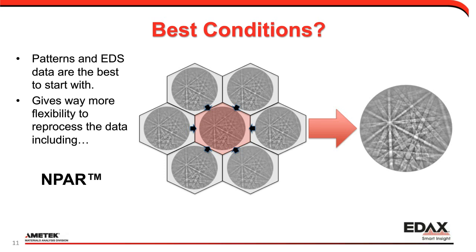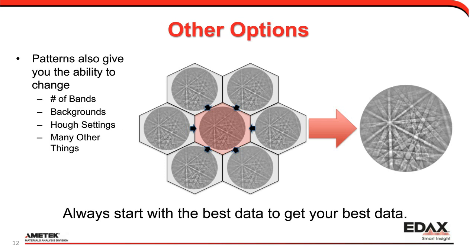Because the patterns themselves give me a whole bunch of different options available to me. It gives me the ability to change the number of bands. Especially when I'm dealing with lower symmetry materials, it's usually best to increase the number of bands. It gives me more differentiation in the phase space to really understand what's going on and get an orientation that's nailed.